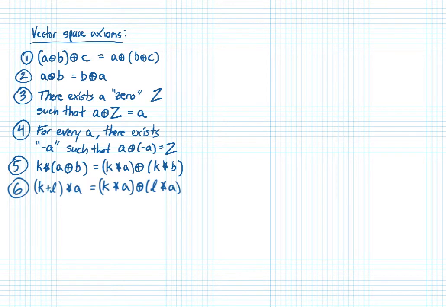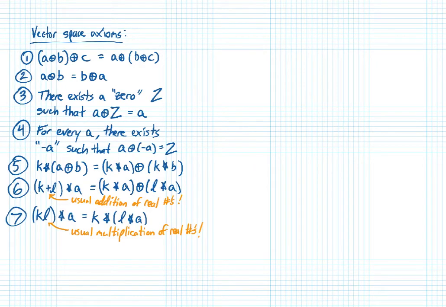Axiom 6 is the other distributivity law, which says that k plus l, scalar multiplied by A, will distribute. And you'll notice that there is something interesting here. That plus sign on the left actually is the usual addition of real numbers, because k and l are scalars. The scalars are always real numbers, and the operations between scalars are always the regular operations of real numbers.